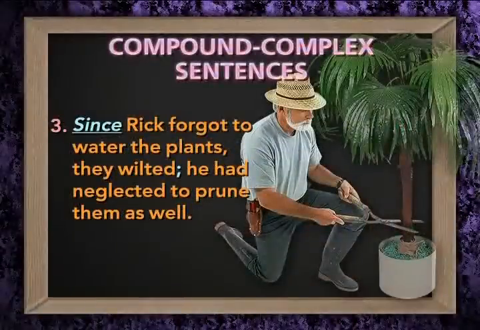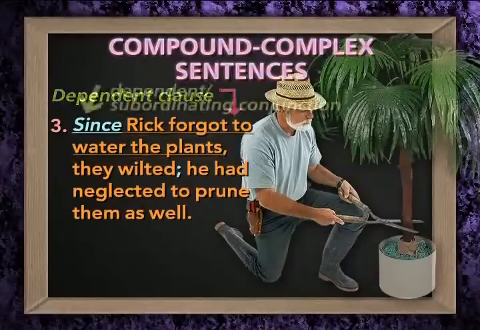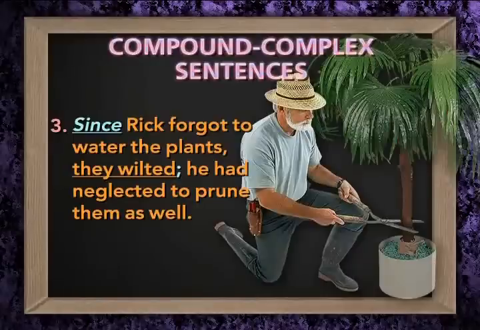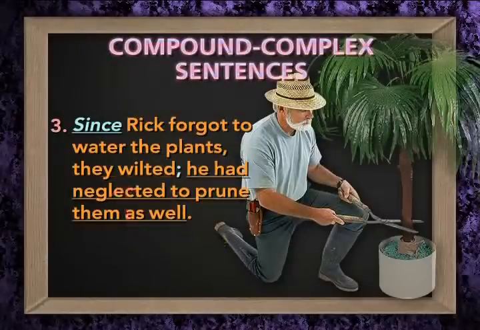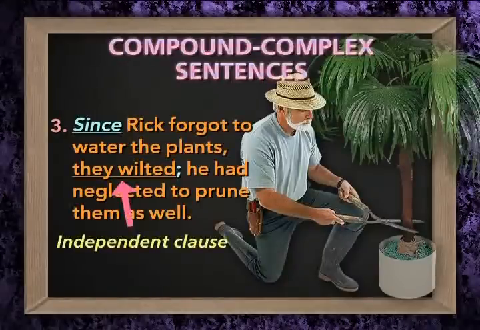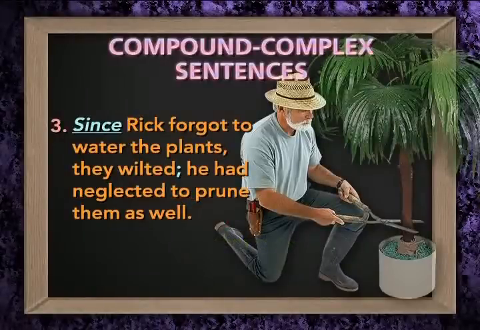Number 3, since Rick forgot to water the plants, they wilted. He had neglected to prune them as well. Here I'm starting off with my dependent clause. Since Rick forgot to water the plants. Since is my dependent subordinating conjunction. They wilted is my independent clause. They is my subject, wilted is my verb. He had neglected to prune them as well is also an independent clause. So now I have dependent, independent, independent. That gives me my compound complex sentence.